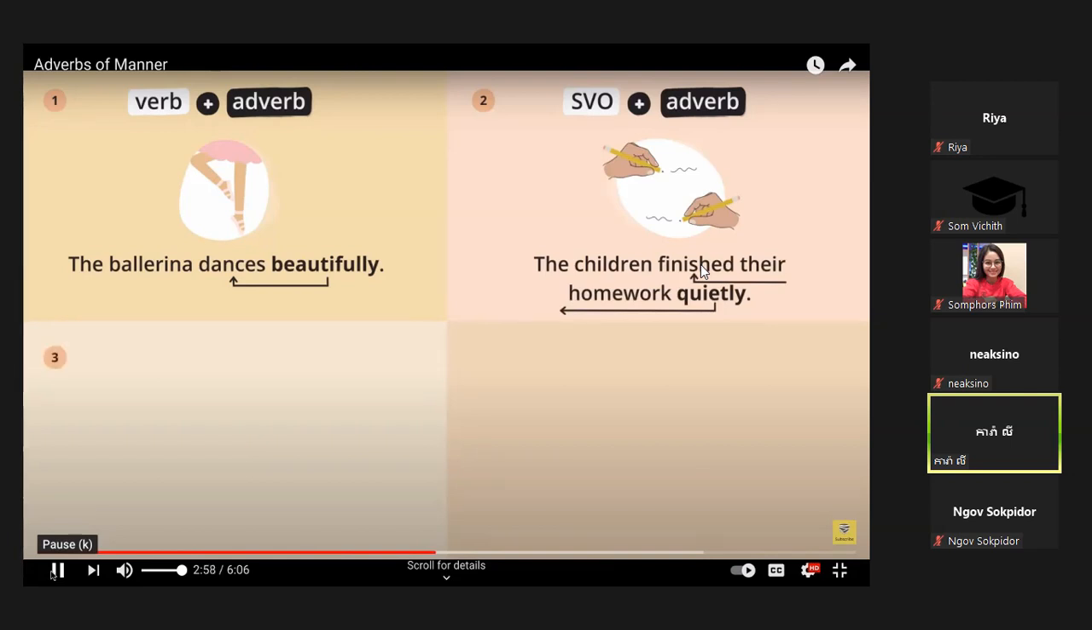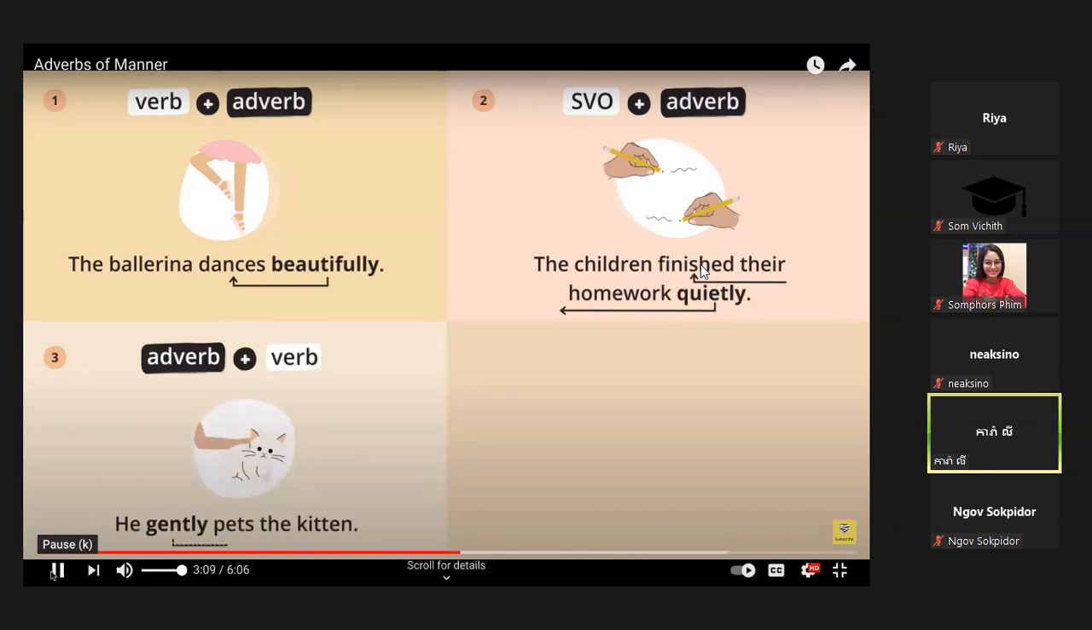The third pattern is adverb plus verb. For example, in the sentence, he gently pets the kitten, the adverb gently comes before the verb pets. Gently describes how he pets the kitten.